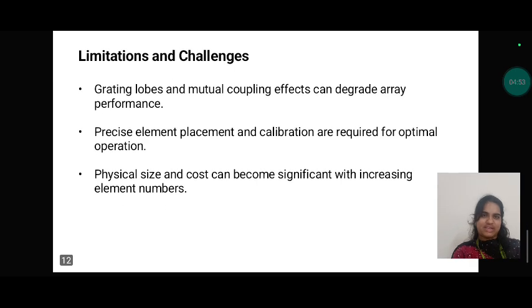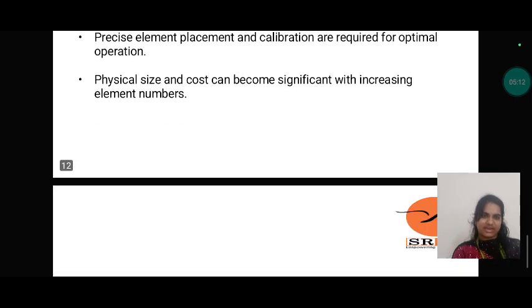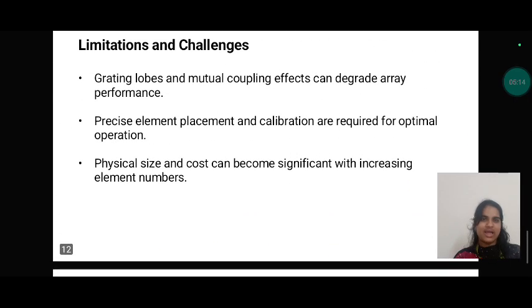These are the limitations and challenges. Grating lobes and mutual coupling effects can degrade array performance. Precise element placement and calibration are required for optimal operation. Physical size and cost can become significant as the number of elements increases.